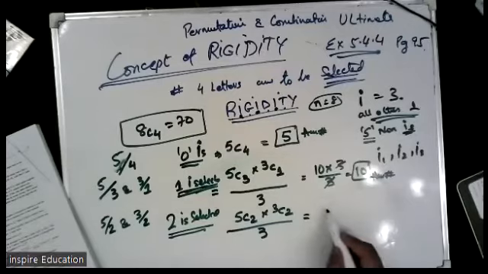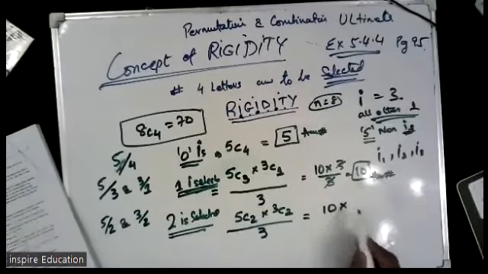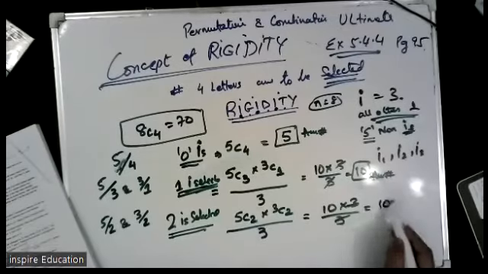5C2 is again 10. Please check. 3C2 is a 3, and then we divide by 3 again. Answer is 10.